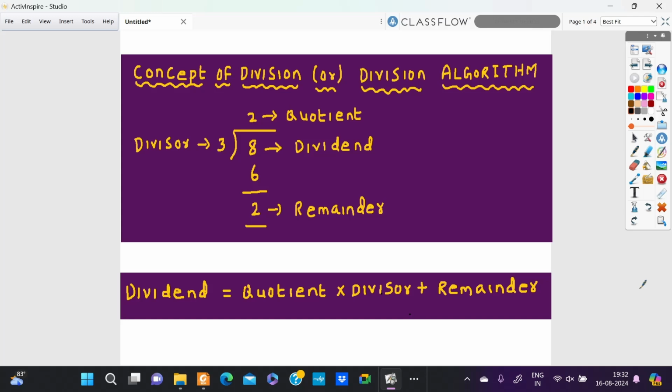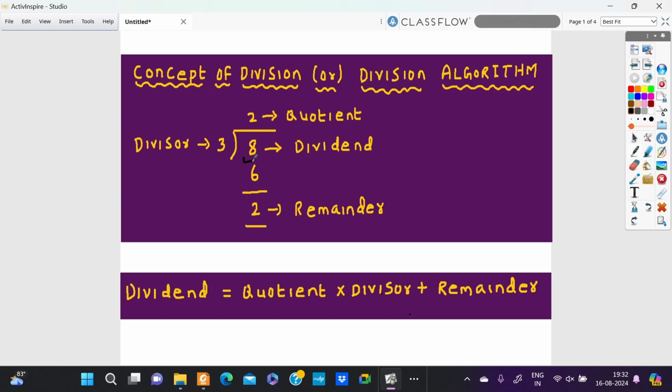Concept of division or division algorithm. Actually, I was discussing this with my students today and I thought I would introduce this to you as well. I chose a number, this is the basic division of numbers.